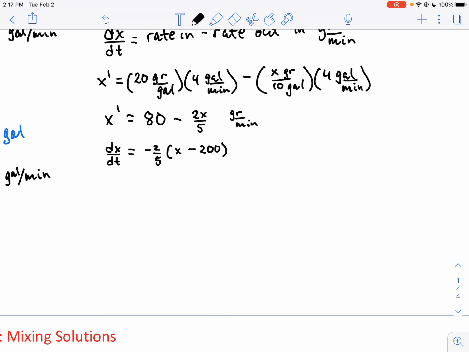And just double check, verify that this works. Negative 2/5 times negative 200 is 400/5. That's 80. So that does work out. Our factoring is done correctly. Then separate the variables.